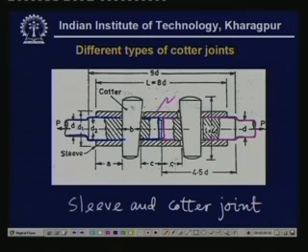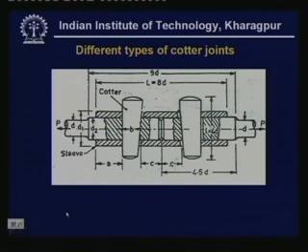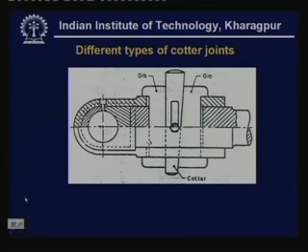But what you see here, there are two cotters, and for the sleeve and cotter type joint, the taper sides are facing each other. This is very important, and this is normally done so. So what you see here is a sleeve and cotter joint. This is also a very important kind of joint. Now let us go to the next type, which is a gib.